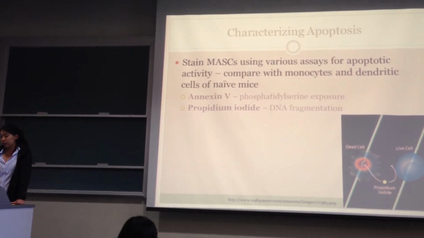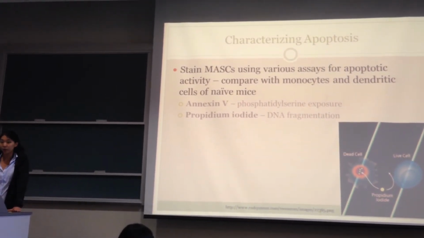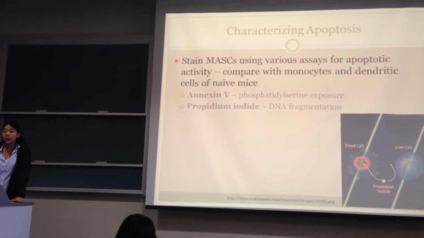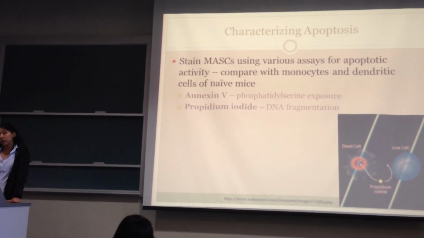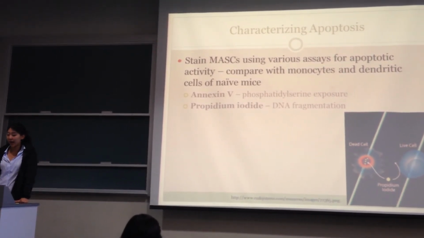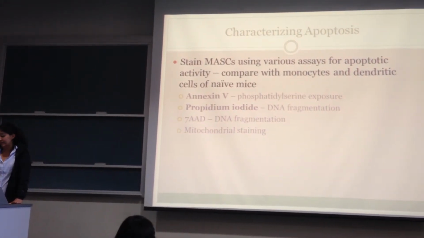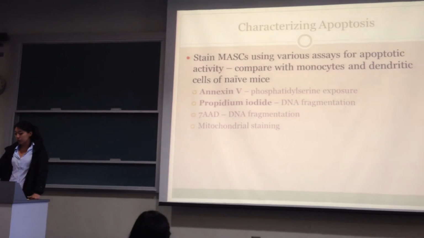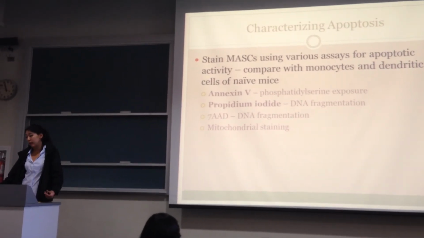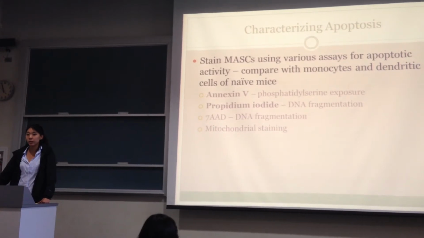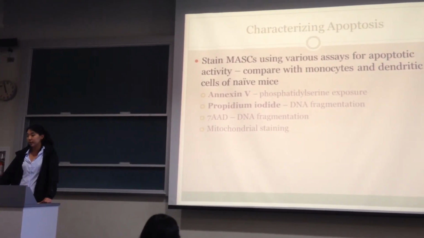Propidium iodide stains for DNA fragmentation, and in viable or live cells, it is unable to permeate the cellular membrane to stain the DNA fragments. However, in apoptotic cells, the membrane is compromised, so the dye is able to permeate the membrane and stain the DNA fragments. The same principle applies for 7-AAD, which stains for DNA fragmentation, and there's also mitochondrial staining, which stains for mitochondrial changes in potential.